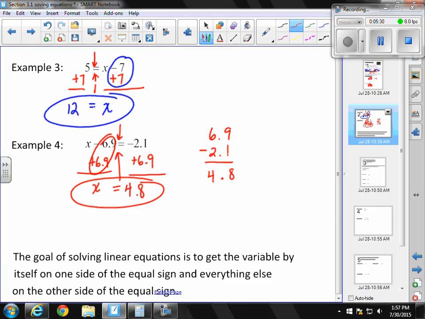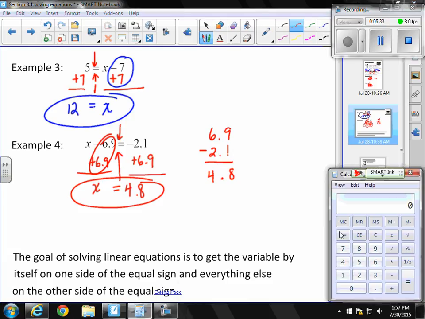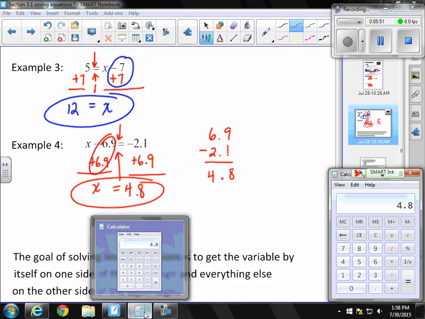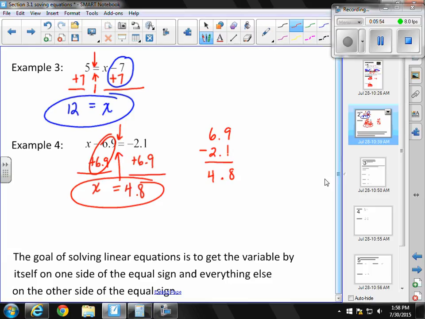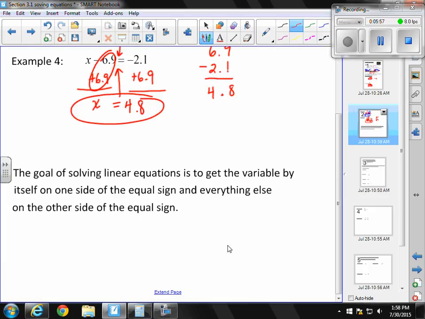Now you can do the arithmetic on the calculator, and I'll pull up a basic calculator here. If I have a negative 2.1 plus 6.9, it gives me a positive 4.8. So you can use your calculator or you can do those arithmetic problems by hand. And just a reminder for you here, the goal of solving linear equations is to get the variable by itself on one side of the equal sign and everything else, or in these examples, all of the numbers on the other side of the equal sign.